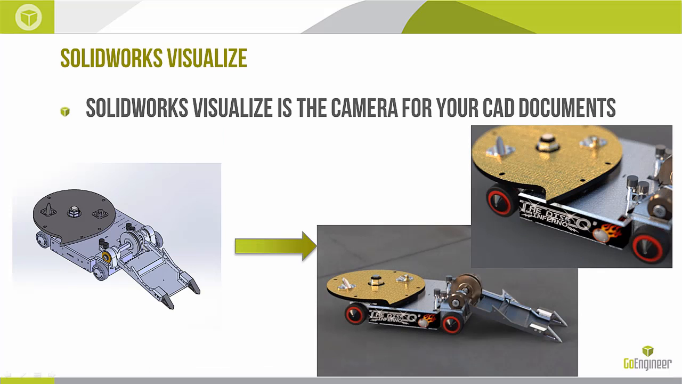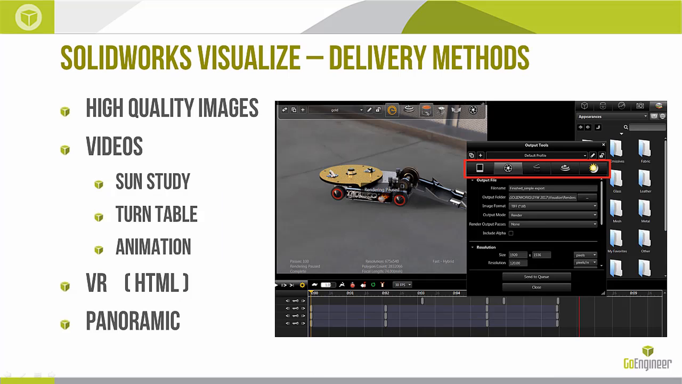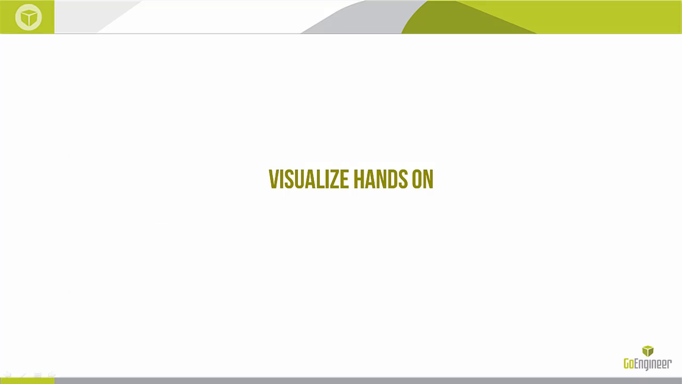So what is SOLIDWORKS Visualize? It's the camera-free CAD documents. Sure, CAD documents look okay on their own, but if you really want to produce high-quality images to capture the eye of consumers, or maybe generate art for your packaging, and awesome images for your website, Visualize is your tool. Here in Visualize, we can create several different types of renders: Ultra 4K or Ultra 5K high-definition images, videos that include sunsets, turntables, and animations, VR so that your customers can do a 360 spin of your product before they decide to purchase, and panoramic views to steal your customers' attention and focus it on your product. Great! So now that we've highlighted some of the basics, let's jump right into SOLIDWORKS Visualize.